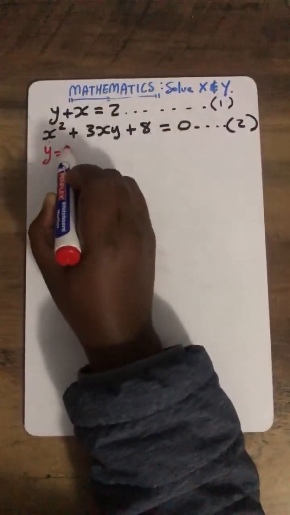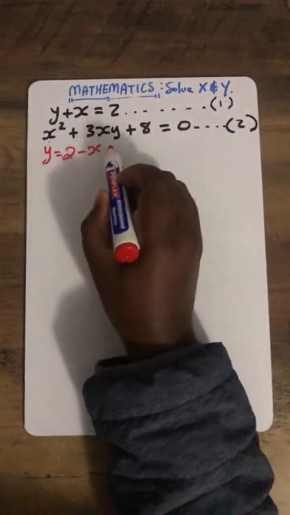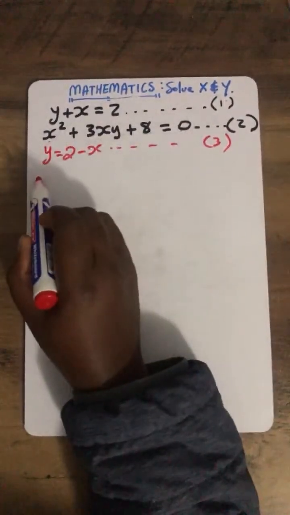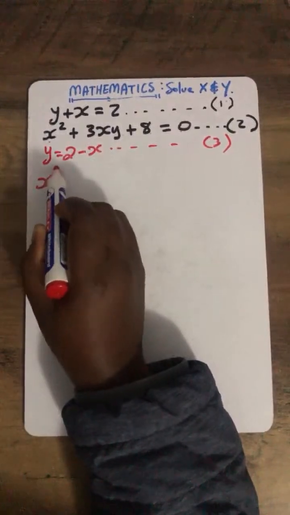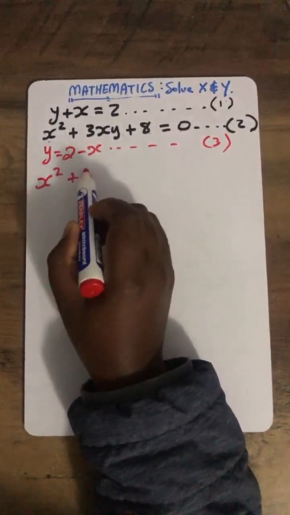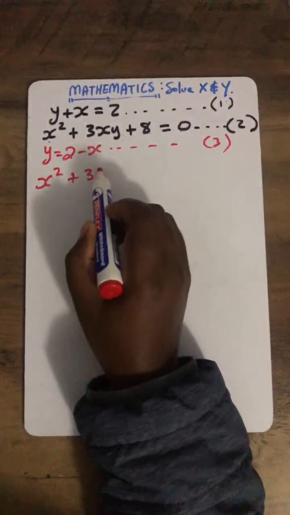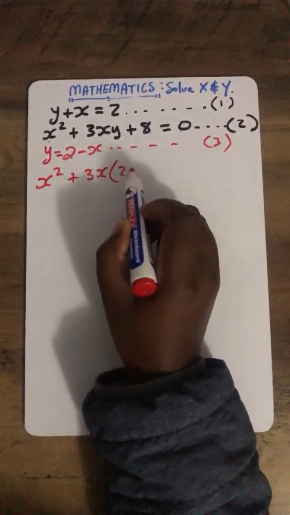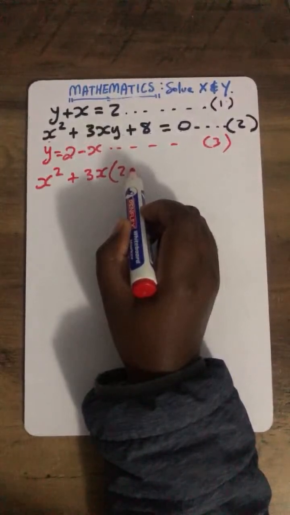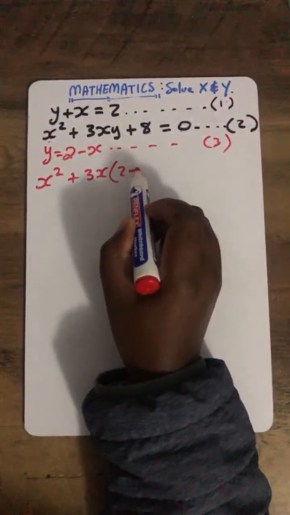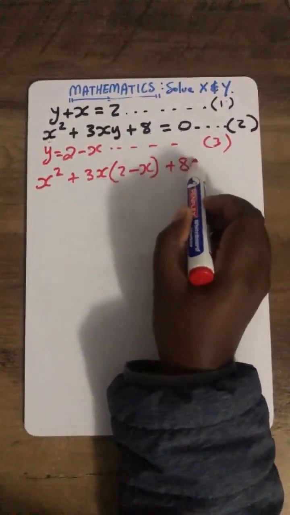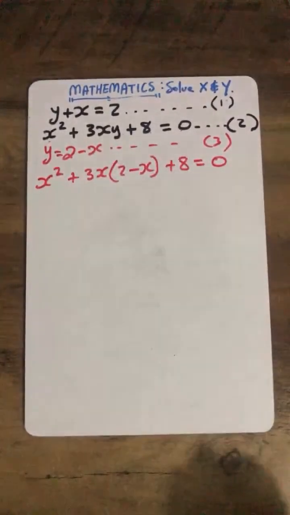Because you're going to say y is equals to 2 minus x. This is therefore your equation number 3. So all that you do, you already have x squared plus, and then you just have your 3x into 2 minus x, plus 8, that is equals to 0.